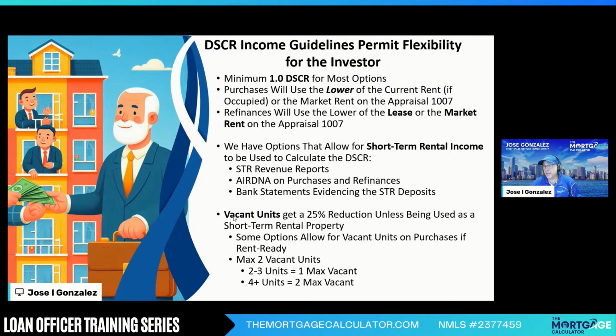Now, we do have options that allow for short-term rental income to be used to calculate the DSCR, which is very unique. It could be STR revenue reports, AirDNA on purchases and refinances, or bank statements evidencing the short-term rental deposits. Please do note, vacant units, even though they are allowed, get a 25% reduction, unless it's actually not vacant because it's a short-term rental property.